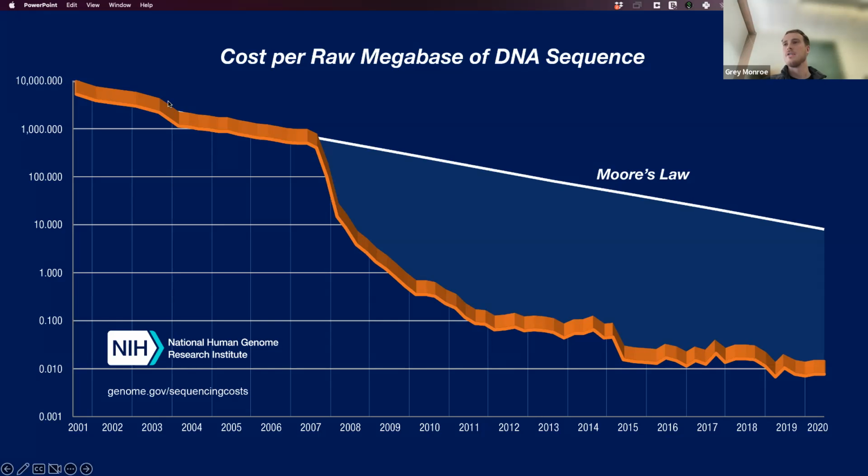Here, this orange line shows the cost of DNA sequencing per million base pairs, and note that the y-axis is on a log 10 scale. So there are tremendous changes in the cost of DNA sequencing, but it's also worth putting this in perspective. We have this white line. This is called Moore's law. This is the line that describes, for example, the change in computational power.